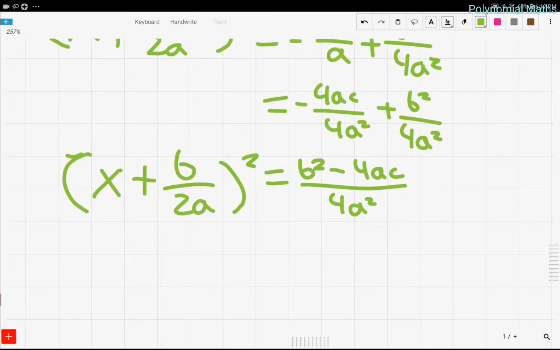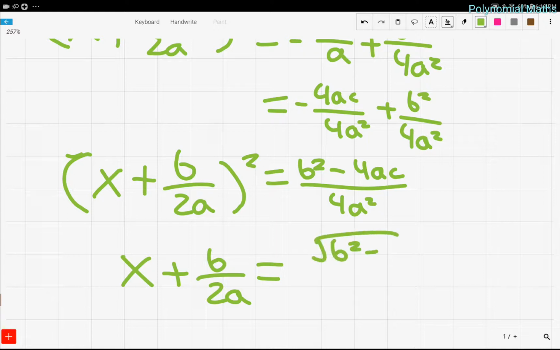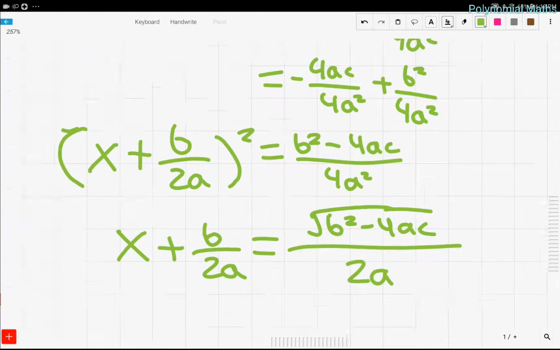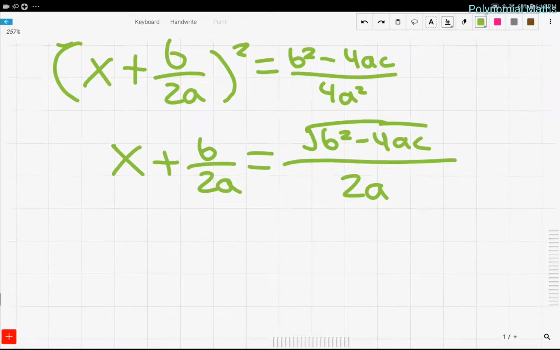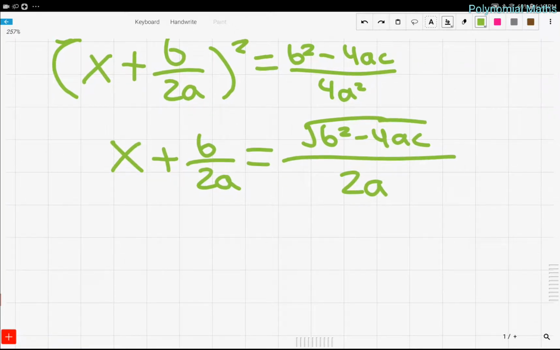And then what we're going to do, which seems kind of like the obvious, is square root the whole equation. So we're left with x plus b over 2a equals the square root of b squared minus 4ac over 2a. So now we can kind of see this all coming together. And if you didn't see how I got that 2a right there, we square rooted 4a squared, and that's equal to 2a. Now, what we can do is subtract the b over 2a.